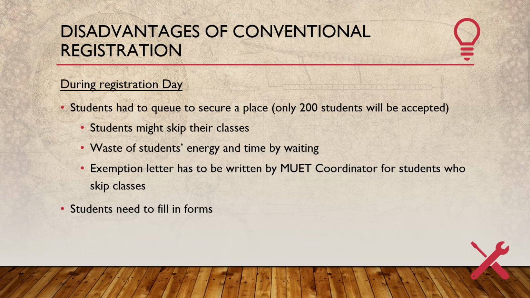The disadvantages of conventional registration. First, during the registration day, as you can see from the pictures shown a moment ago, students had to queue to secure a place. Only 200 students would be accepted in Sabrampai Polytechnic as MUET Poly candidates. Students might skip their classes due to the registration process. It wastes students' energy and time by waiting. They could even skip their meals. An exemption letter has to be written by the MUET coordinator for students who skipped classes. They could even be cheating. Students need to fill in forms manually.